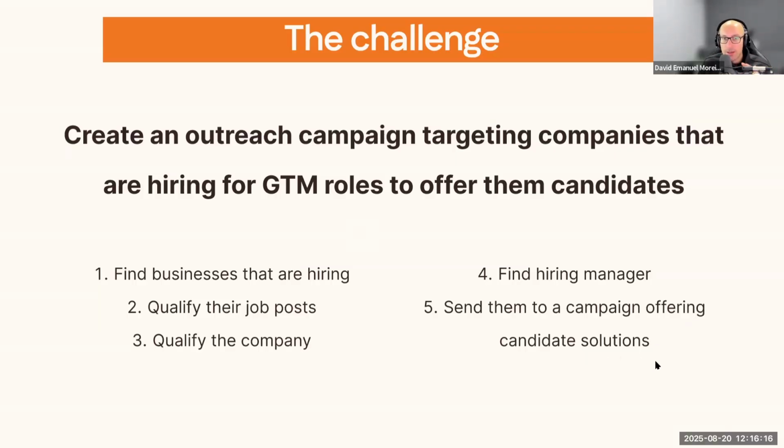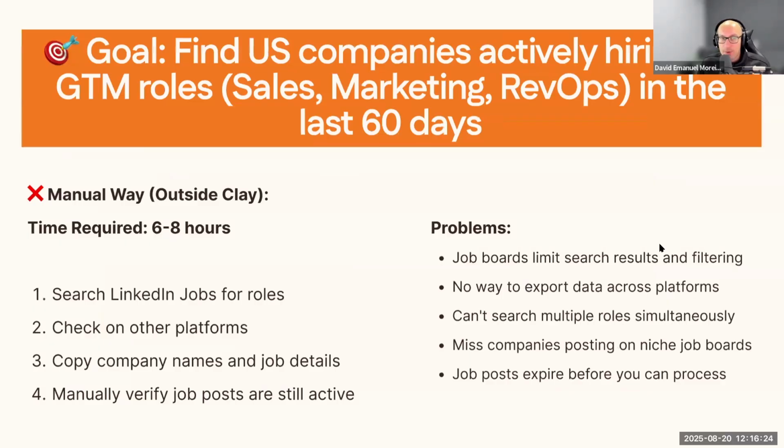So we're gonna go step by step into developing this workflow, from step 1 to step 5. The first step would be to find US companies actively hiring for GTM roles in the last 60 days. If you want to do it manually, you should go to LinkedIn Jobs and find those job titles using keywords.